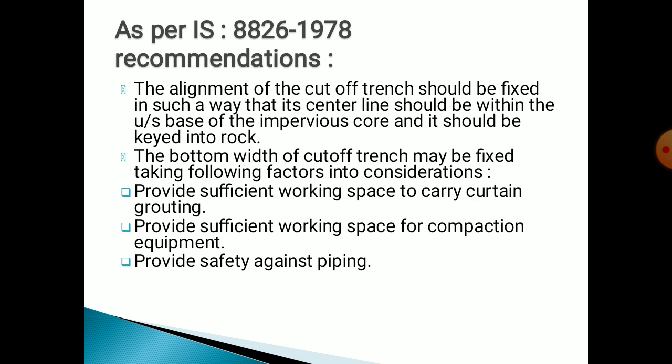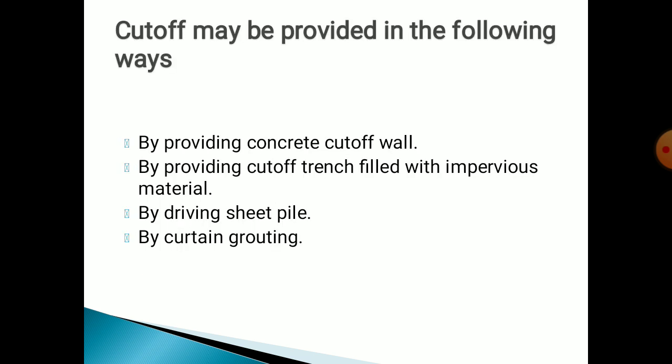The bottom width of the cutoff trench may be fixed taking the following factors into consideration: providing sufficient working space to carry out curtain grouting, providing sufficient working space for compaction equipment, and safety against piping. Cutoff may be provided in the following ways: by providing a concrete cutoff wall, by providing a cutoff trench filled with impervious material, by driving sheet piles, and by curtain grouting, and that's it.